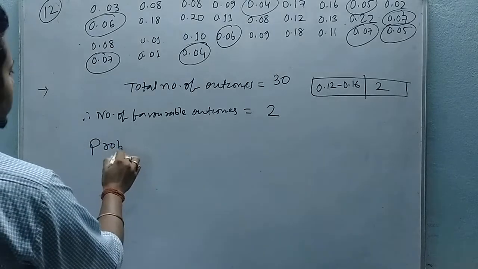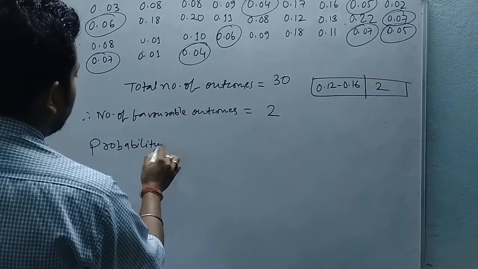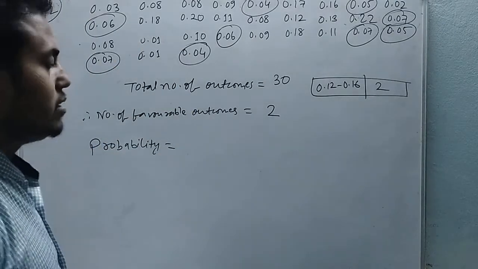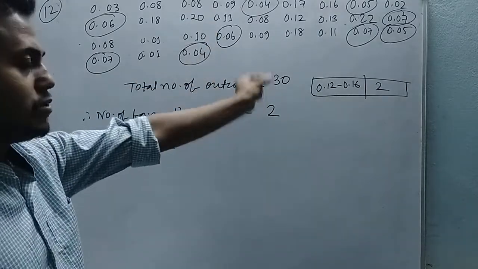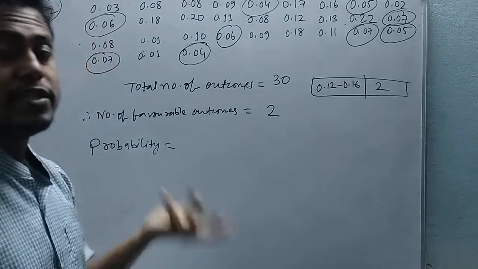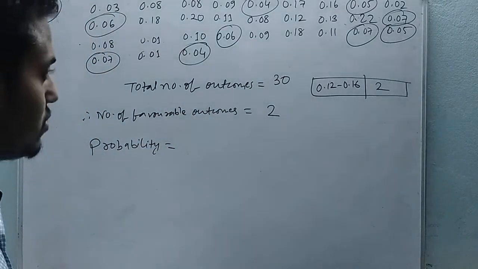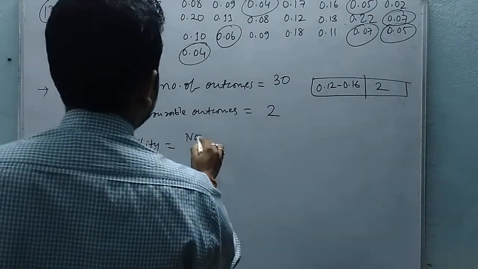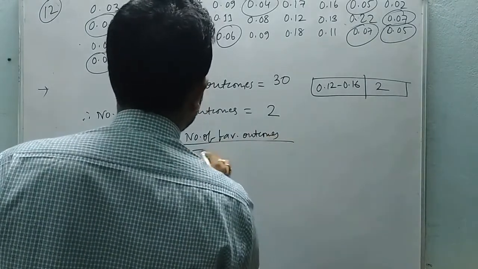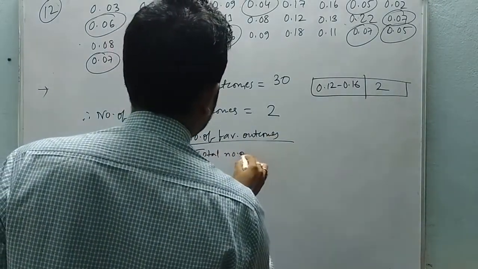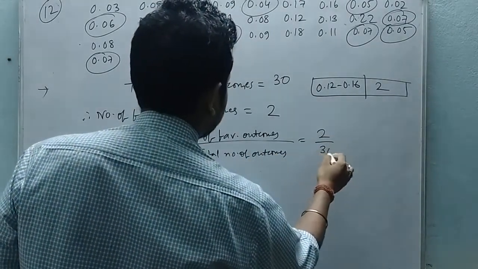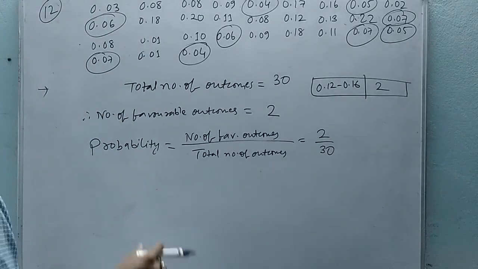Now try to find out the probability. Probability is a very easy chapter. If you understand the question properly, no need to do anything. You have to find the total number of outcomes, then in the question they will give you the number of favorable outcomes. So probability is equal to number of favorable outcomes upon total number of outcomes, which is 2 upon 30.